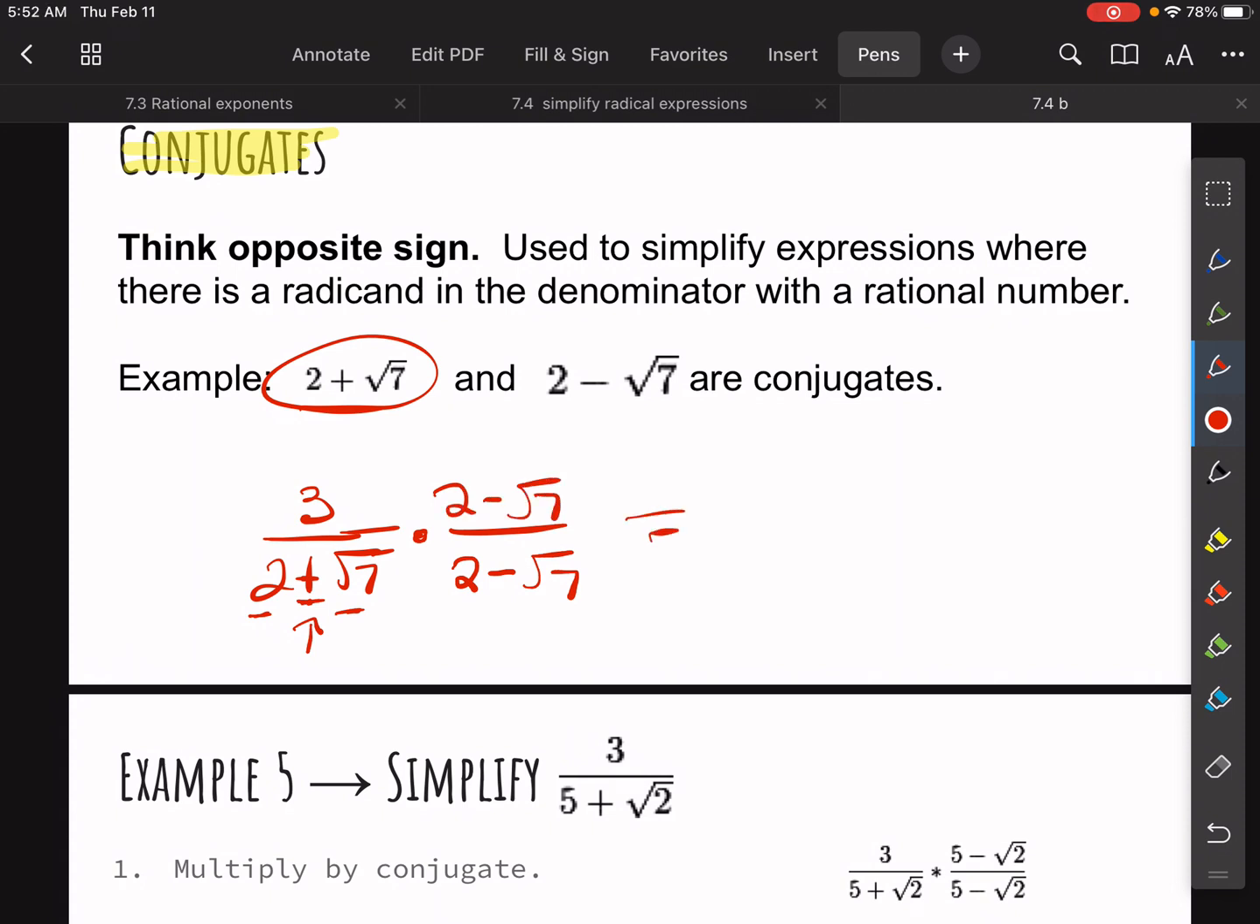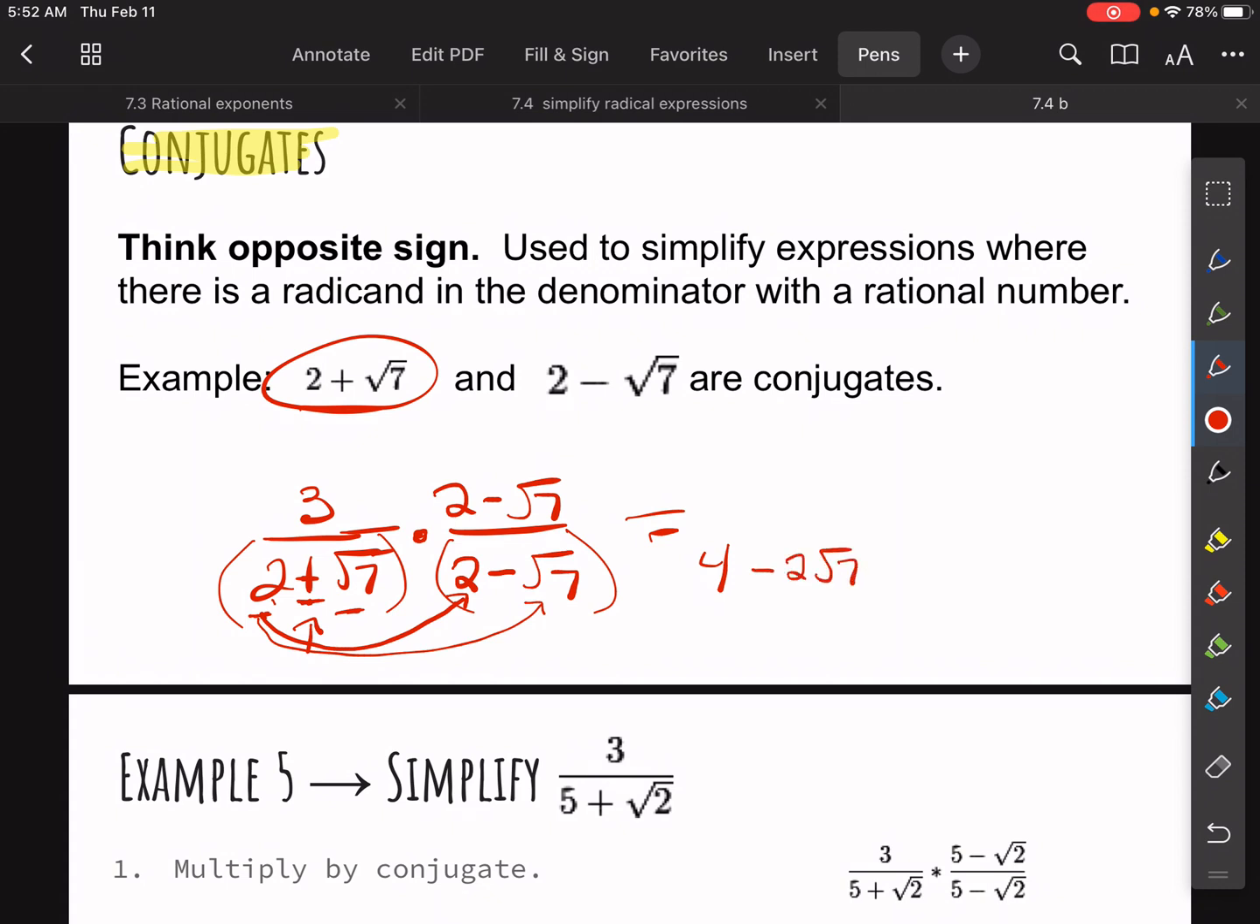Now, if you haven't heard of this term foiling yet, I'm going to teach that to you as well. But essentially, if you multiply this guy by this guy, remember that we have to distribute both pieces. So first off, I'm going to take 2 times both of those things. When I do that, I get 4, because 2 times 2 is 4. And then I get minus 2 root 7.